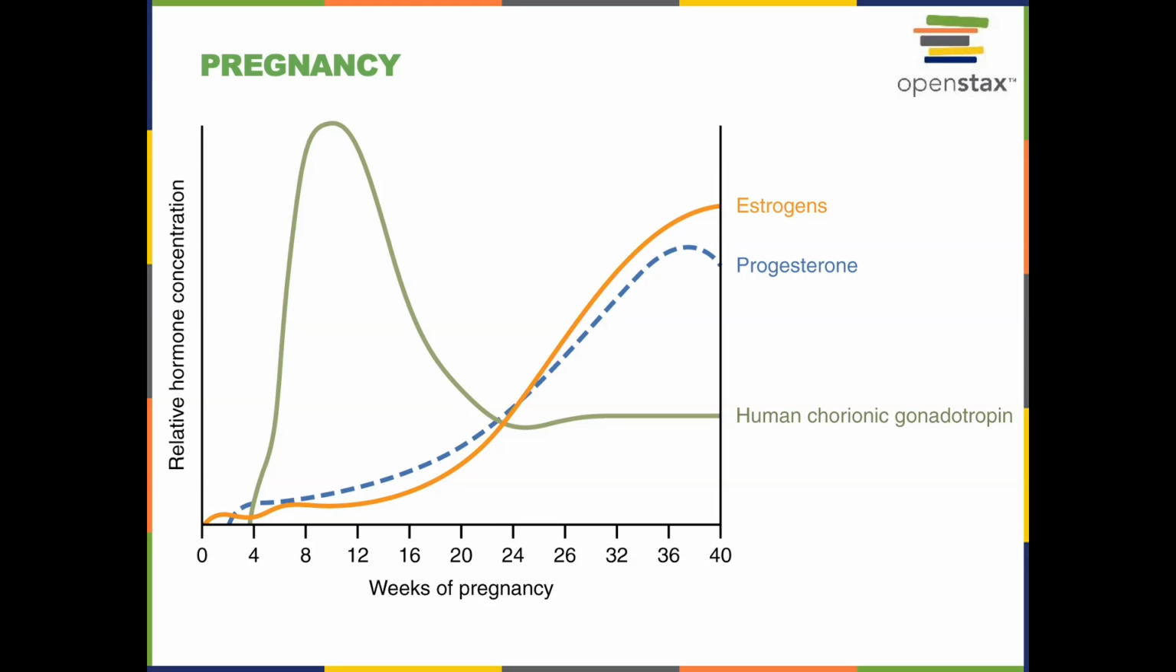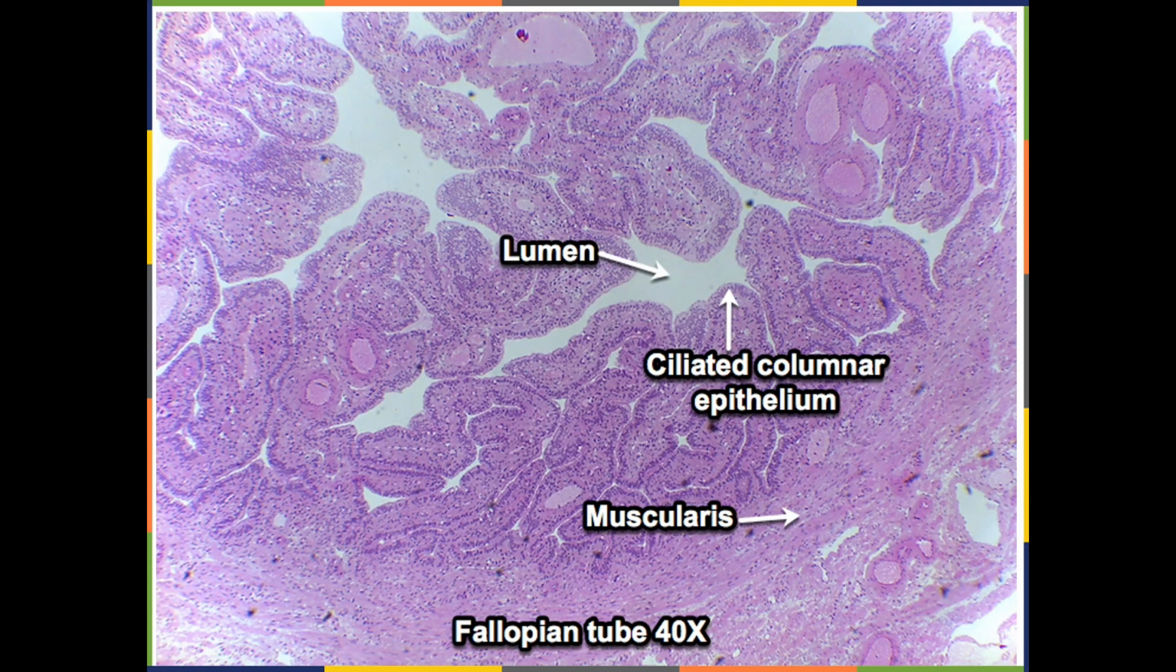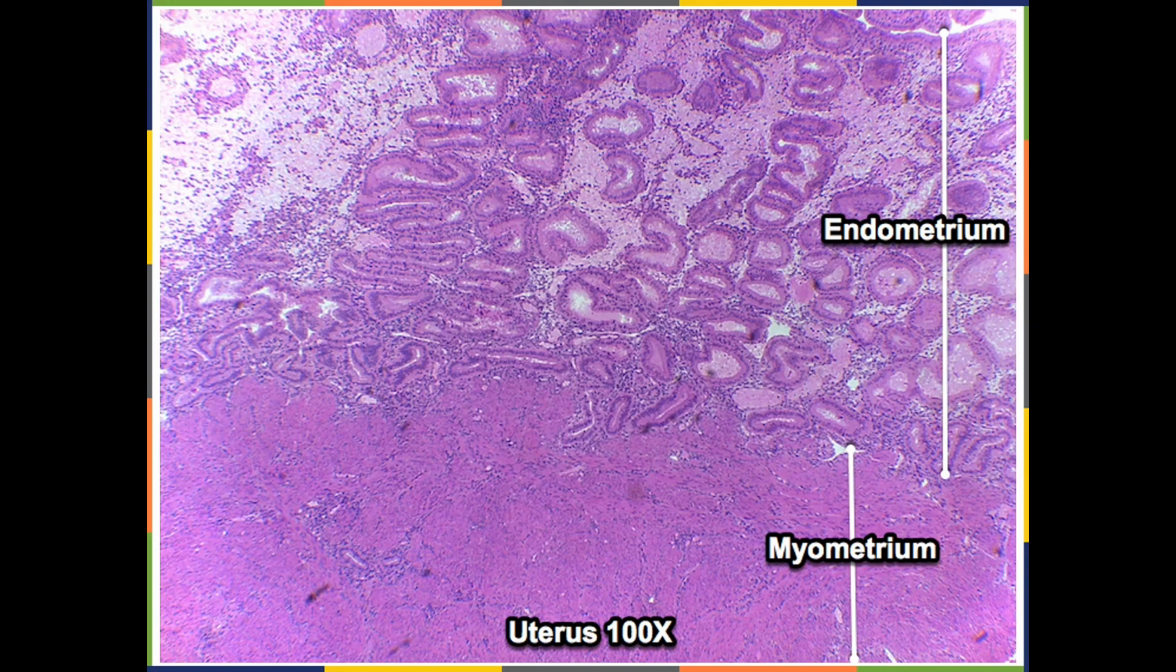Here we see the histology of a fallopian tube, also known as a uterine tube, that has a ciliated columnar epithelium lining the inner mucous membrane, which is then surrounded by a muscularis of smooth muscle. Here we see the histology of the uterus at 100 times magnification. The majority of the wall of the uterus is the smooth muscle layer, the myometrium. Adjacent to the myometrium, the deep inner lining of the uterus is a mucous membrane called the endometrium.